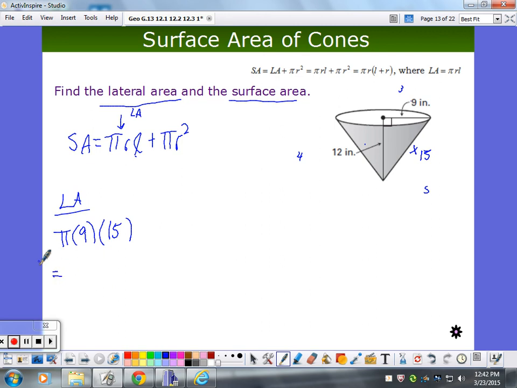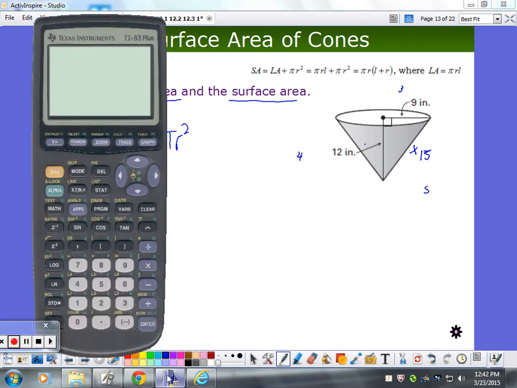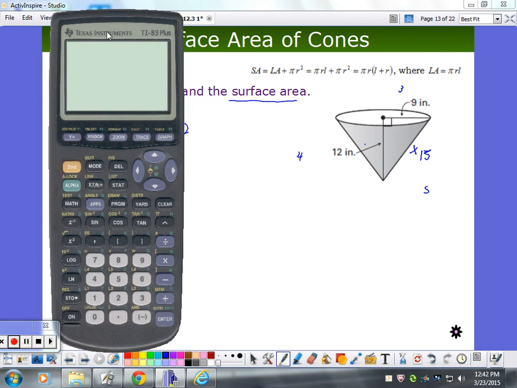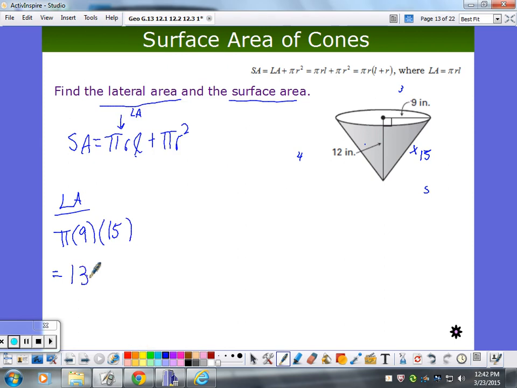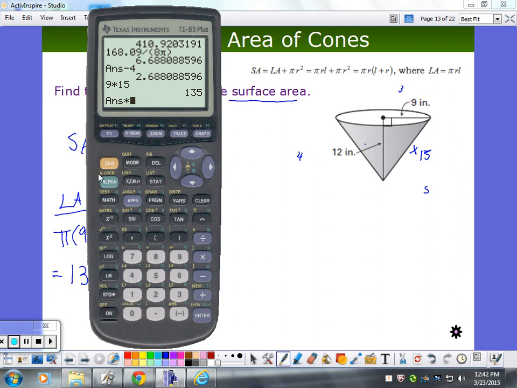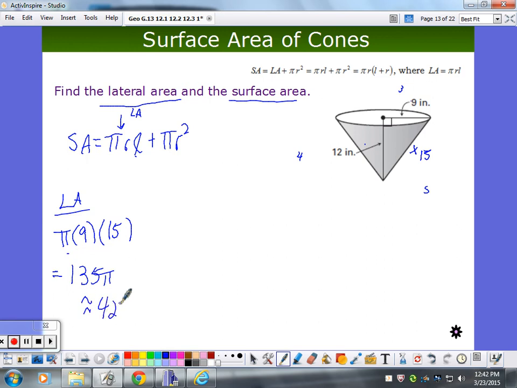So 9 times 15 is something. And it is... 135. My 135? Promise? Oh, yes. So that is your lateral area, exactly. Take that 135, multiply by pi to get an approximation. It's approximately 424.12 units, inches. Okay, then I have to find the surface area.